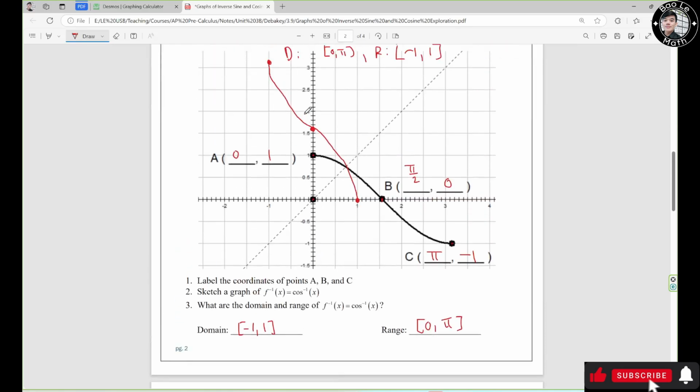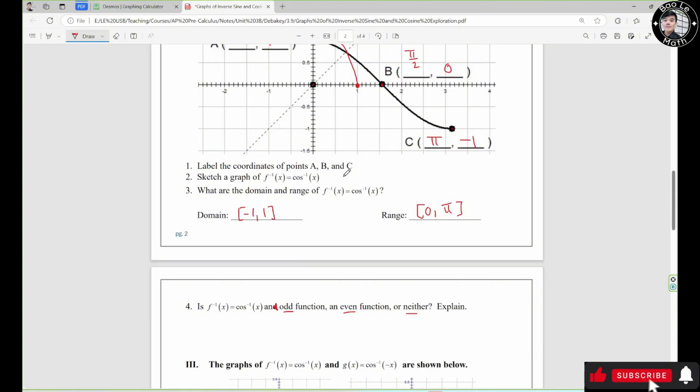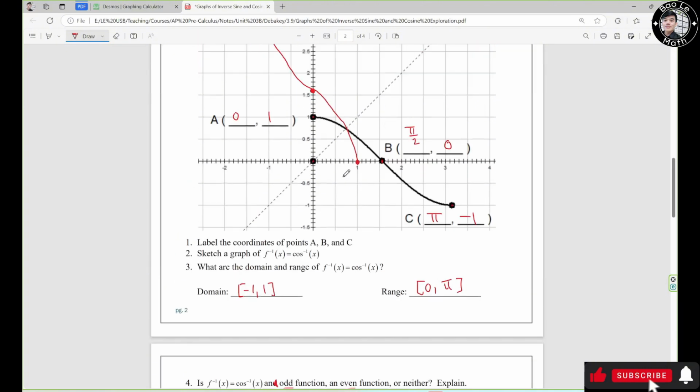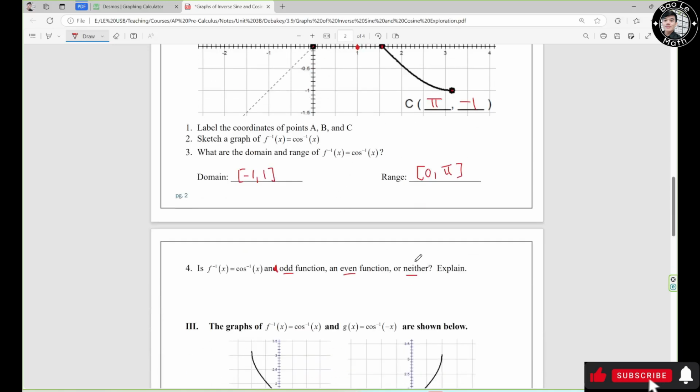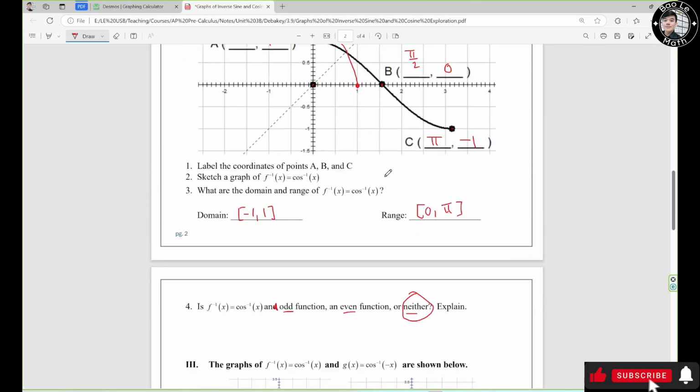We look at this one. The function inverse cosine of s does not reflect over the origin, and does not reflect over the y-axis. So it's neither. Now we review this one. The sine function is odd. The inverse sine function is also odd. The cosine function is even. The inverse cosine function is neither, not even, not odd. So keep that in mind.